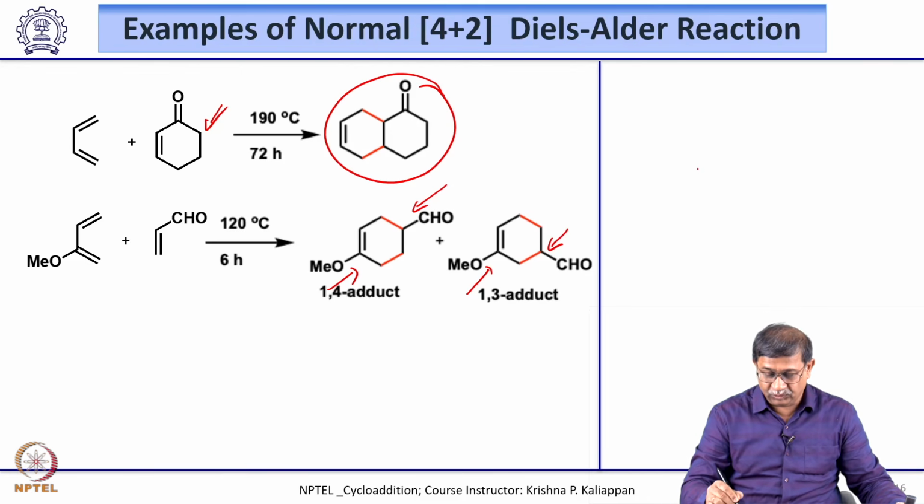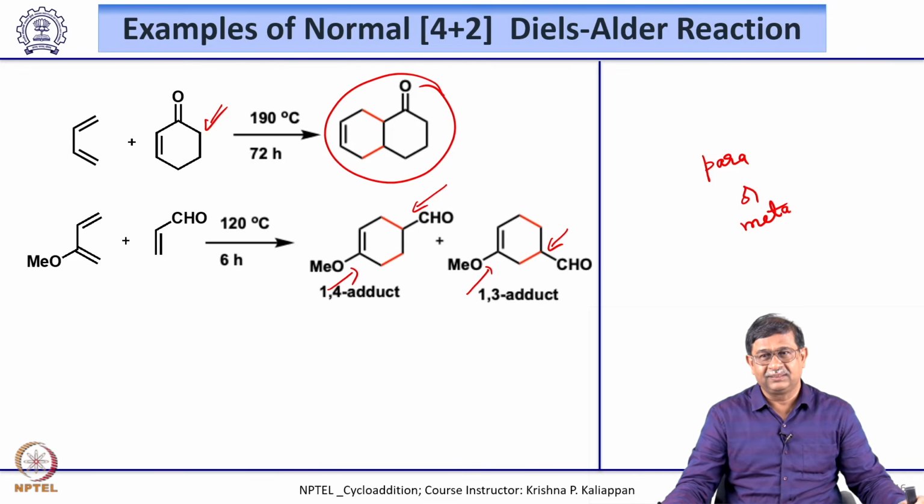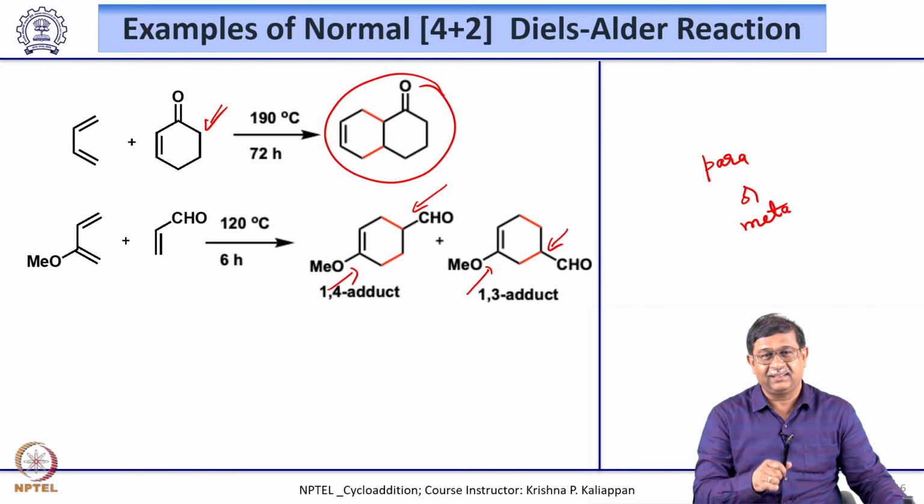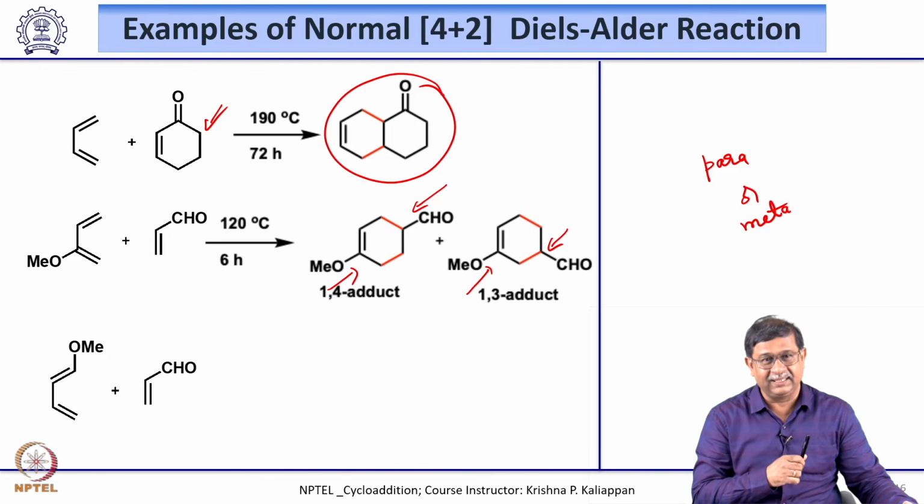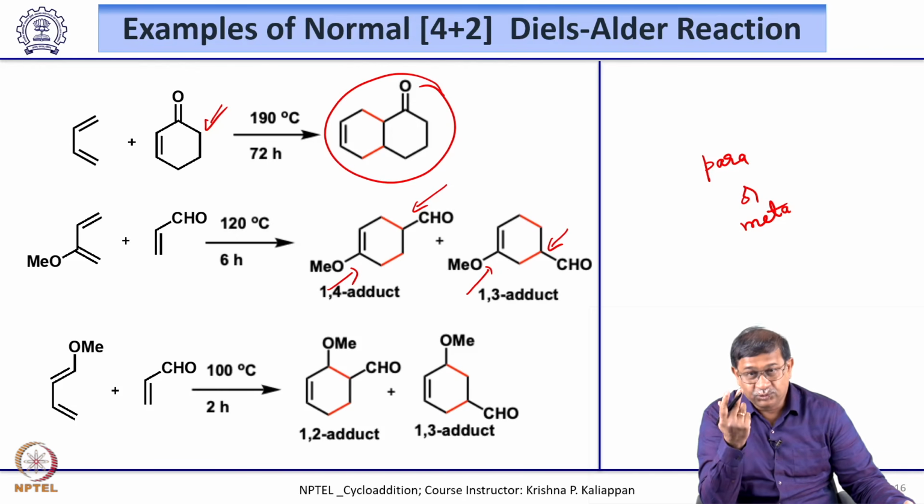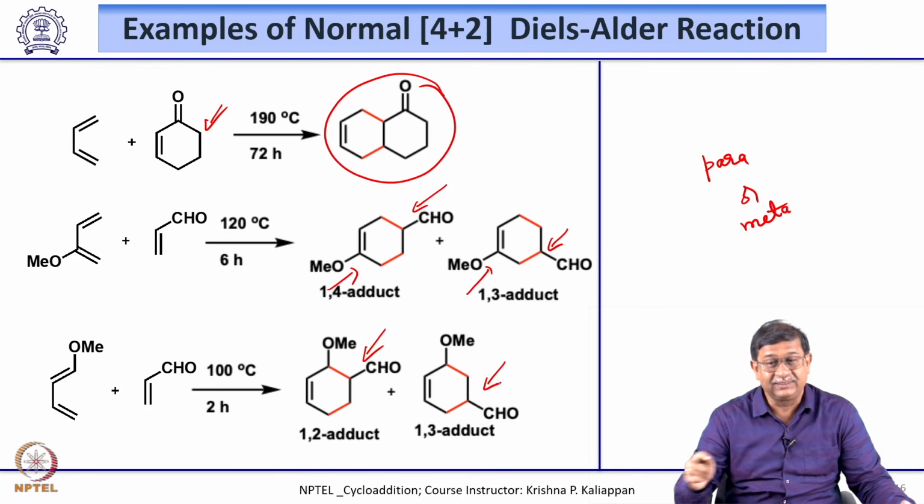Please remember, here we should not use the word para or meta. You should avoid using para and meta. In some textbooks they use them, but it is not correct. The reason is we use the terms para, meta, ortho only for aromatic compounds. These two are not aromatic compounds, they are alicyclic compounds. So, you have to use 1,4 and 1,3 in this case. In the next example you can see here, in principle it can give two products, one is the 1,2 adduct, the other one is the 1,3 adduct.